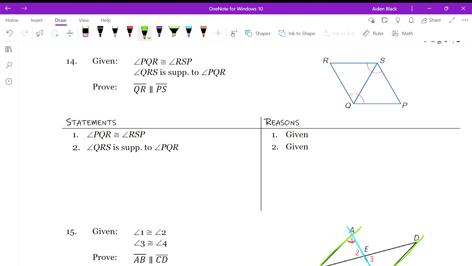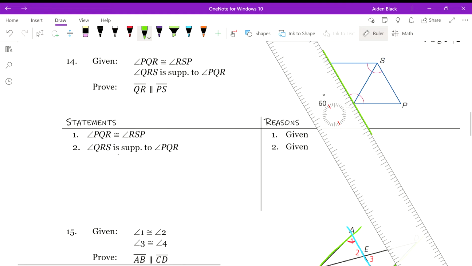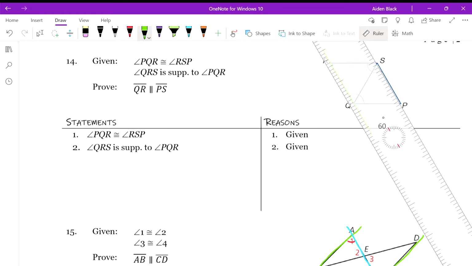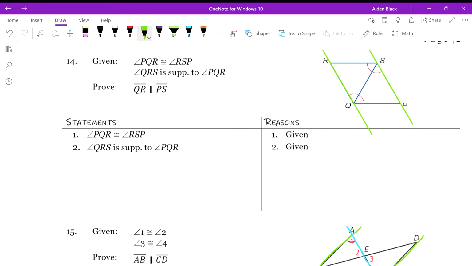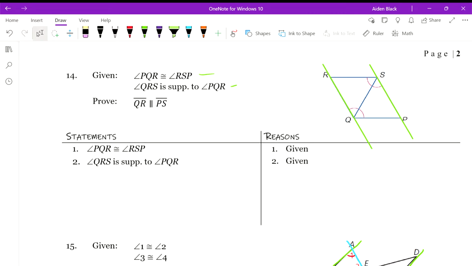Okay, for this proof we are going to show that QR is parallel to PS. Essentially we're trying to show that these are parallel. We do not know they're parallel, all we know are the givens. Now what can we do with the givens? Well, let's note that this angle here, which is QRS, is supplementary to PQR, that angle there.